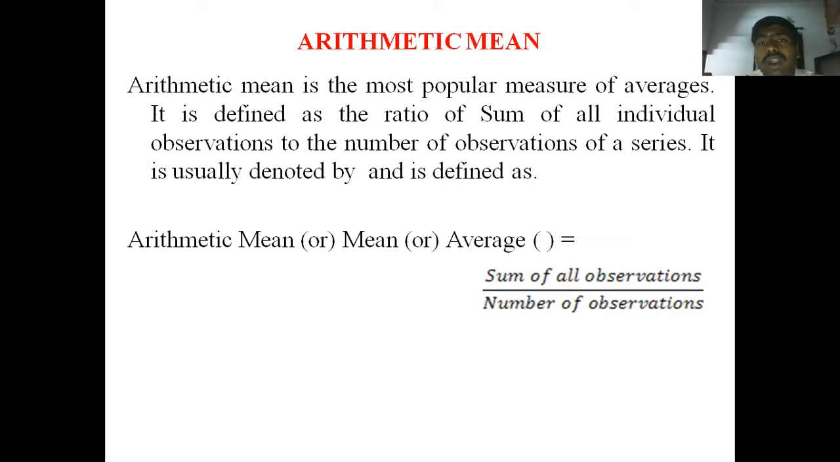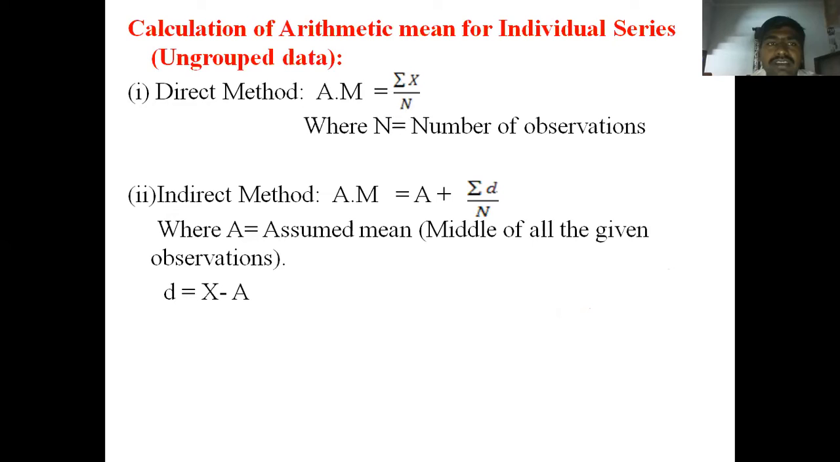First of all, what is arithmetic mean? I think most of you know that the arithmetic mean is simply the average. It is the ratio of the sum of all observations to the number of observations. And how do we find this? Let us see a simple example. Here is the formula for calculation of average for ungrouped data. Ungrouped data is nothing but an individual series.